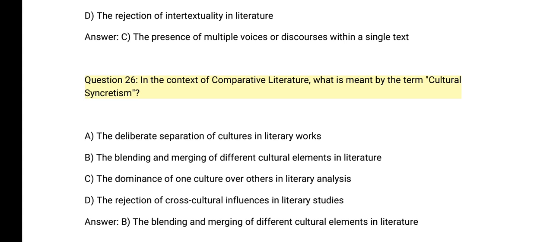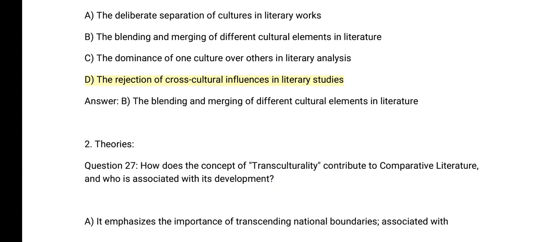Question 26. In the context of comparative literature, what is meant by the term cultural syncretism? A. The deliberate separation of cultures in literary works. B. The blending and merging of different cultural elements in literature. C. The dominance of one culture over others in literary analysis. D. The rejection of cross-cultural influences in literary studies. Answer. B. The blending and merging of different cultural elements in literature.